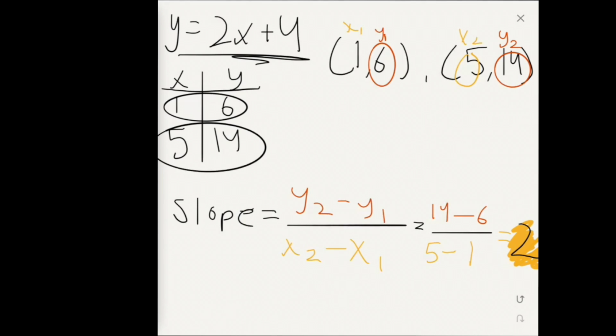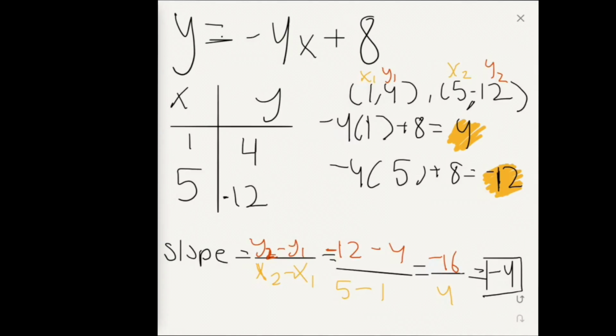Now it's your turn. Try to find the slope of the equation y equals negative 4x plus 8. Take a moment to pause this video and try to find the slope for this equation. Okay, so now that you've tried it, you should have gotten the answer minus 4 is the slope of y equals negative 4x plus 8. If you didn't, that's okay. Try to check your work and try again.